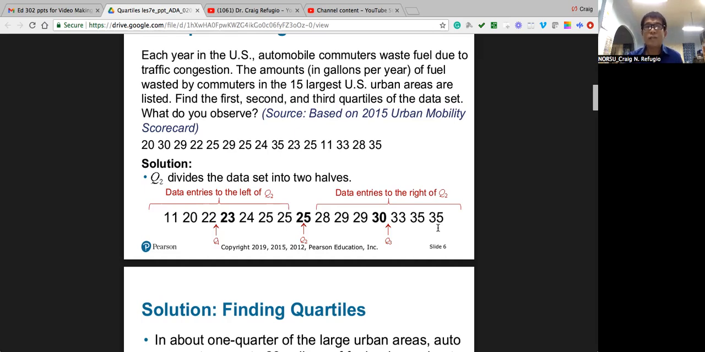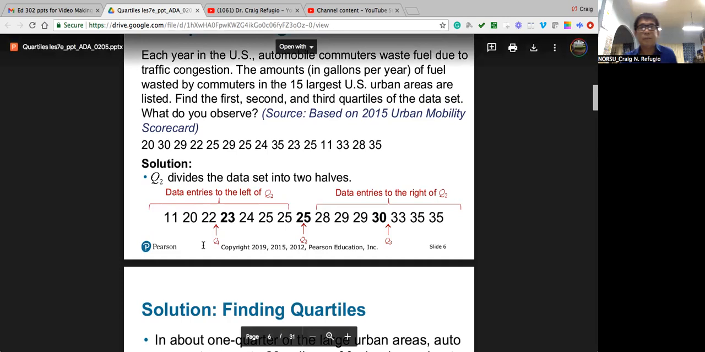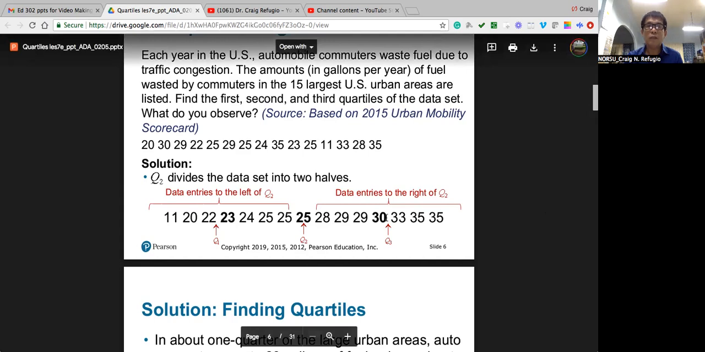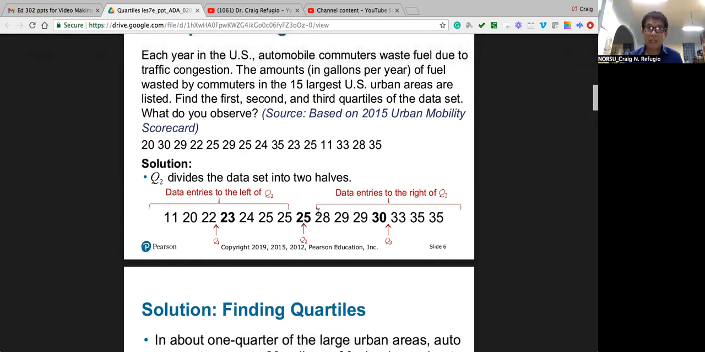So count 8 starting from the lowest one: 1, 2, 3, 4, 5, 6, 7, 8. The 8th number is 25. We can also count 8 starting from the highest one: 1, 2, 3, 4, 5, 6, 7, 8. So our Q2 is equal to 25. Q2 is actually the same as the median.